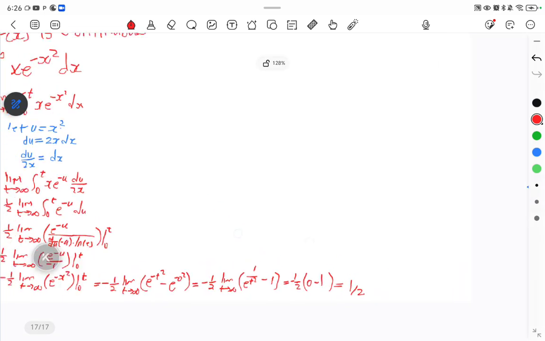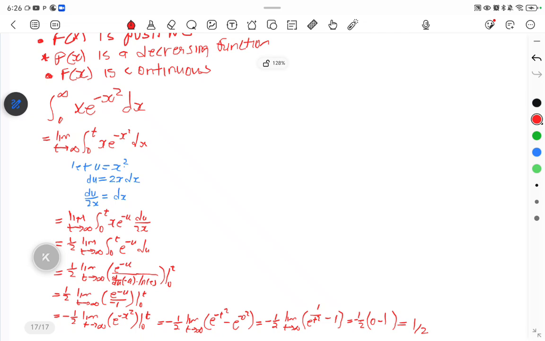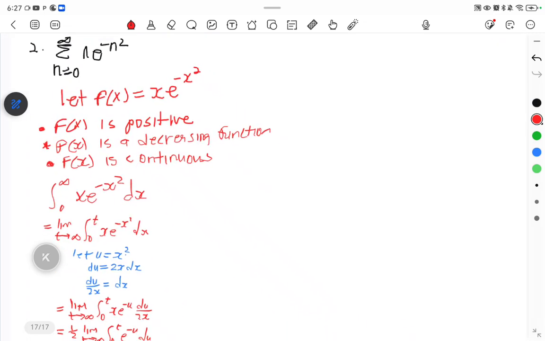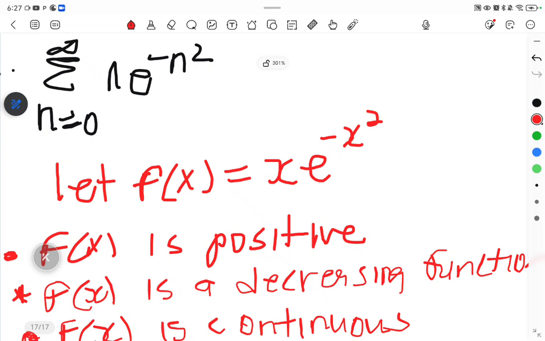So I'm sure you see that it's that simple for us to apply this. Any question on this? Like, why did you say f of x is continuous? Because if I plug in numbers from 0 up until infinity, I don't get undefined. Okay.